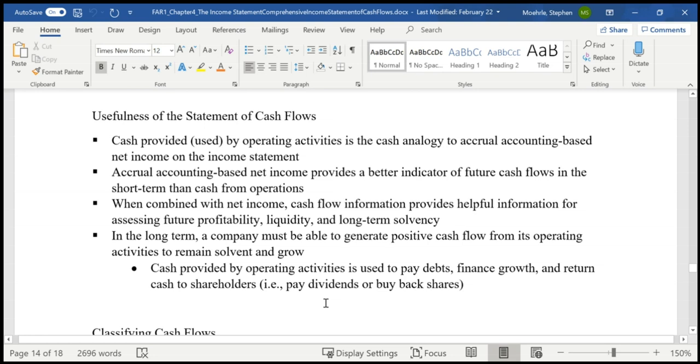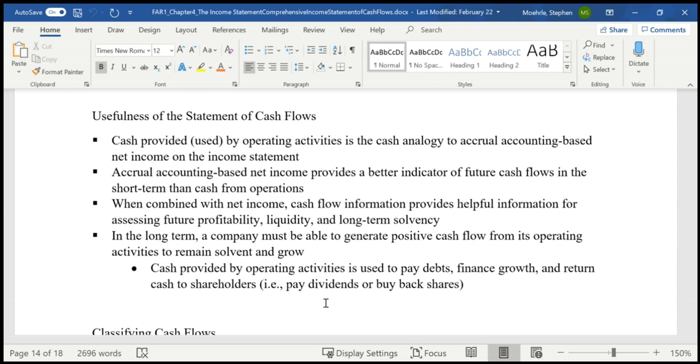So, the usefulness of the statement of cash flows. Cash provided or used by operating activities is the cash analogy to the accrual accounting-based net income on the income statement. You've already prepared some income statements, so you've got an idea about what that means. Accrual accounting-based net income provides a better indicator of future cash flows in the short term than does cash from operations. When combined with net income, cash flow information provides helpful information for assessing future profitability, liquidity, and long-term solvency.